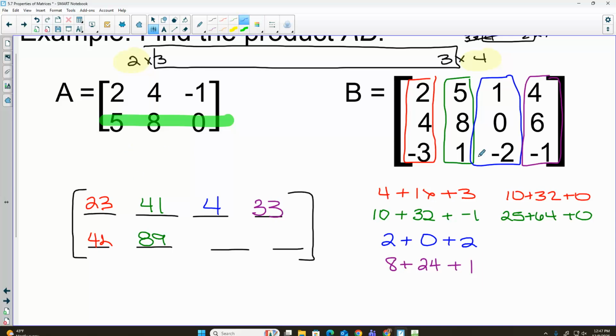Third one, so 5 times 1 is 5. 8 times 0 is 0. 0 times -2 is 0, so we get 5. And the last one, 5 times 4 is 20. 8 times 6 is 48. 0 times -1 is 0. And we get 68. So you take one row at a time, multiply it by each column to get your values.